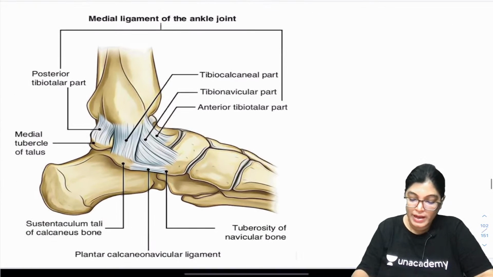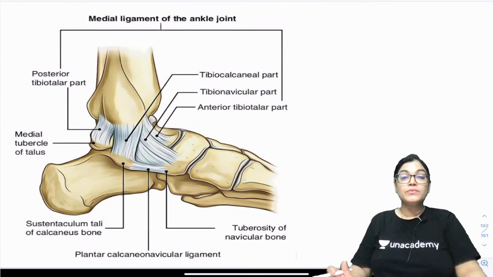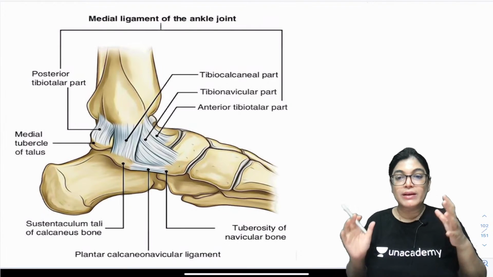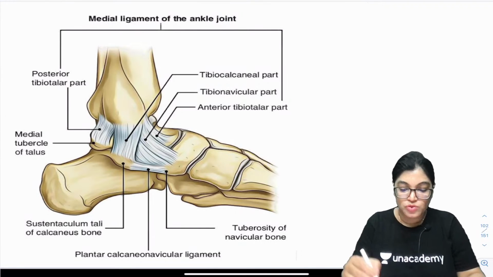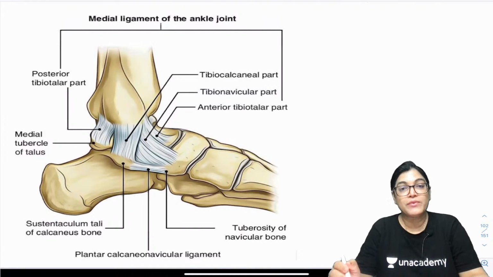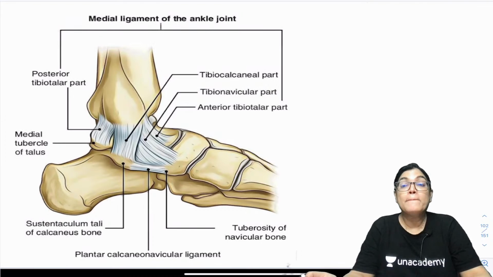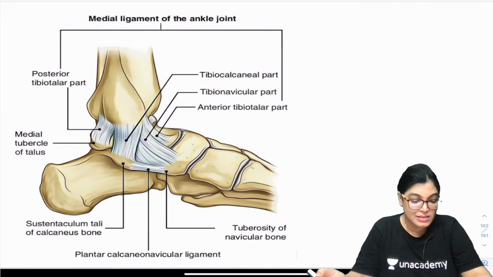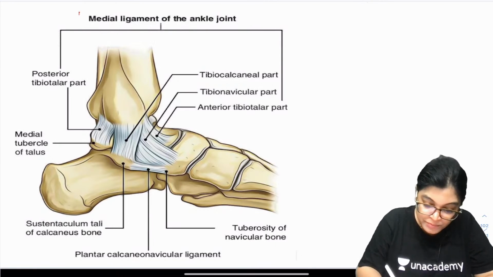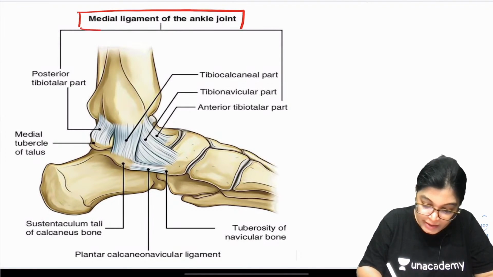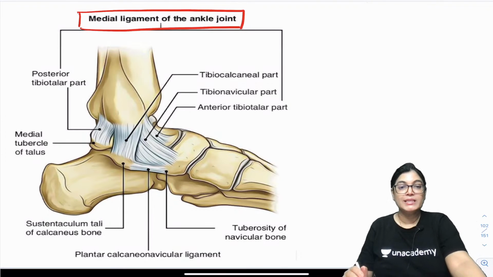So here what you can appreciate, the medial. If we compare the ligaments on the medial and lateral side, which ligament is very strong in the case of the ankle joint? The ligament which is very strong is the medial ankle ligament. Got it? Medial ankle ligament.